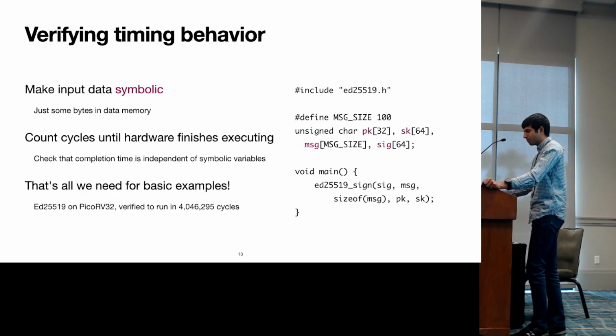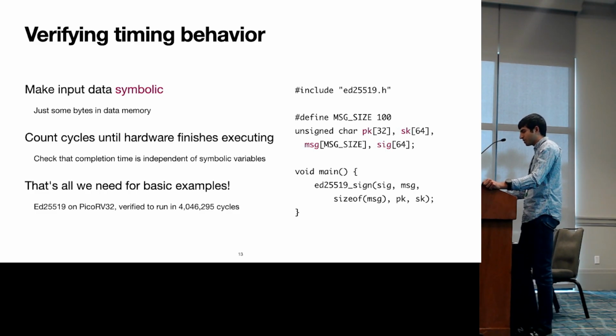So we've taken, for example, some off-the-shelf ED25519 code. I went on GitHub, found a repo that implements ED25519 in C, and compiled it to run on this really simple processor. There's this PicoRV32 processor, which is a tiny RISC-V processor. Then we just stick it into our tool, and it says, okay, no matter what your secret key is, it takes exactly this many cycles to finish signing it.